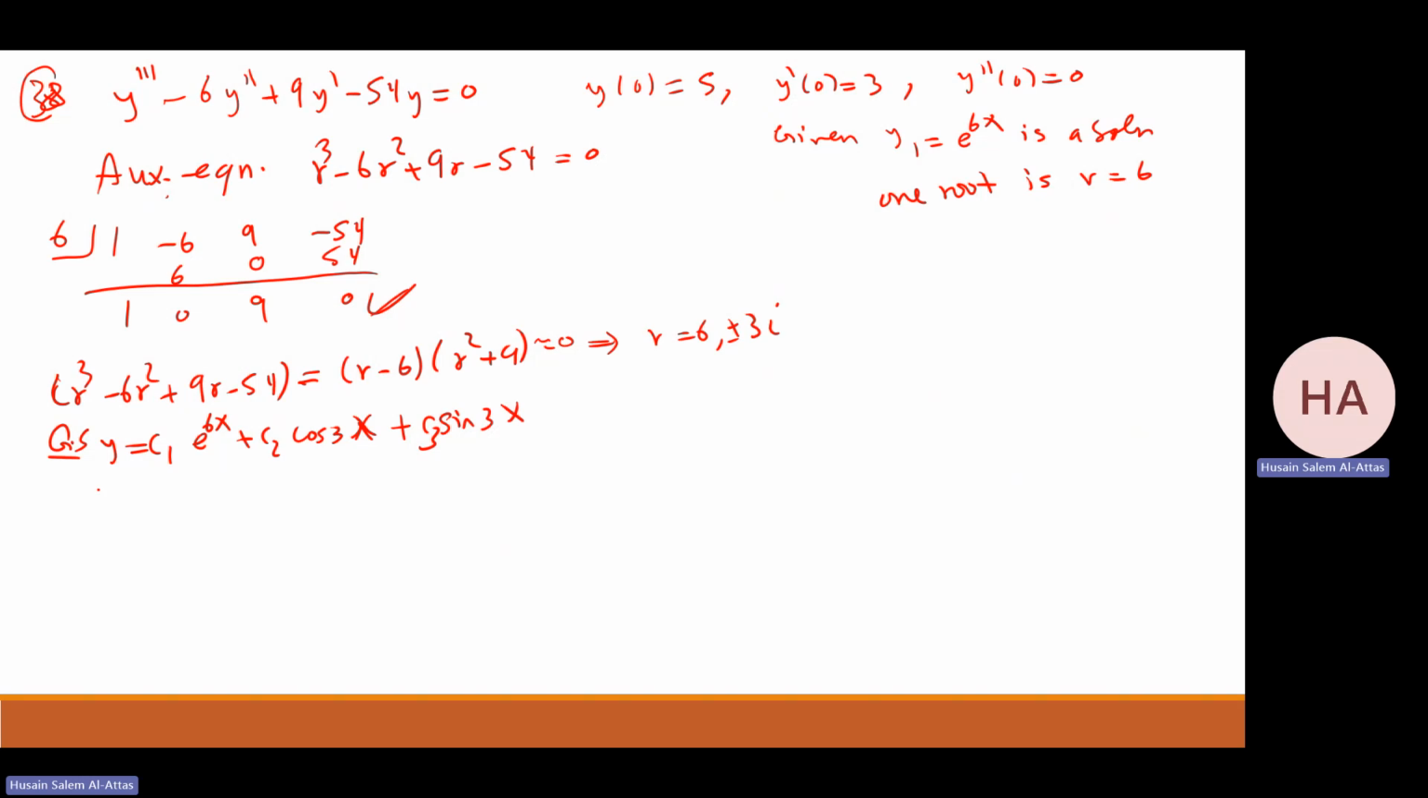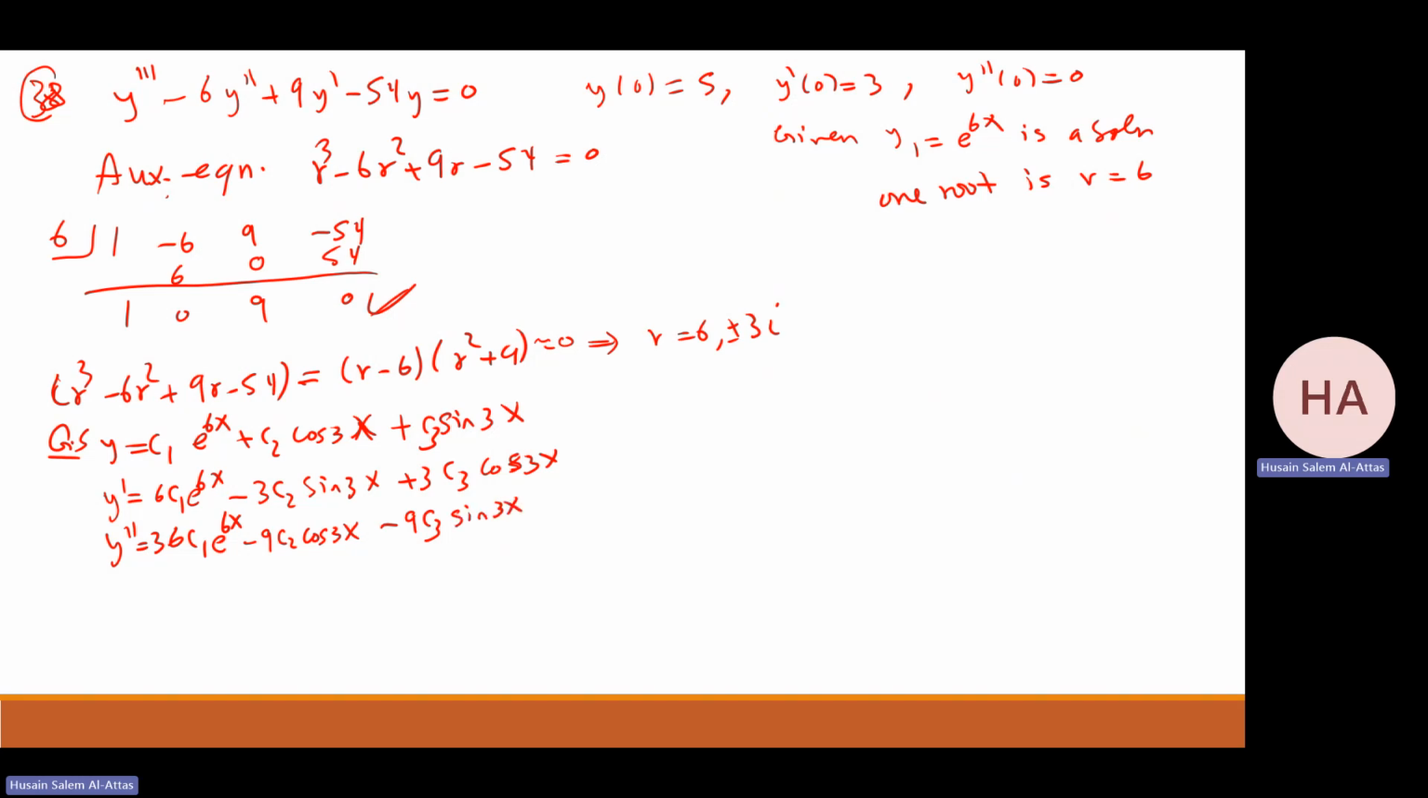I need y prime and y double prime. Y prime will be 6 C1 e to the 6x minus 3C2 sine 3x plus 3C3 cosine 3x. Y double prime would be 36 C1 e to the 6x minus 9 C2 cosine 3x minus 9 C3 sine 3x.